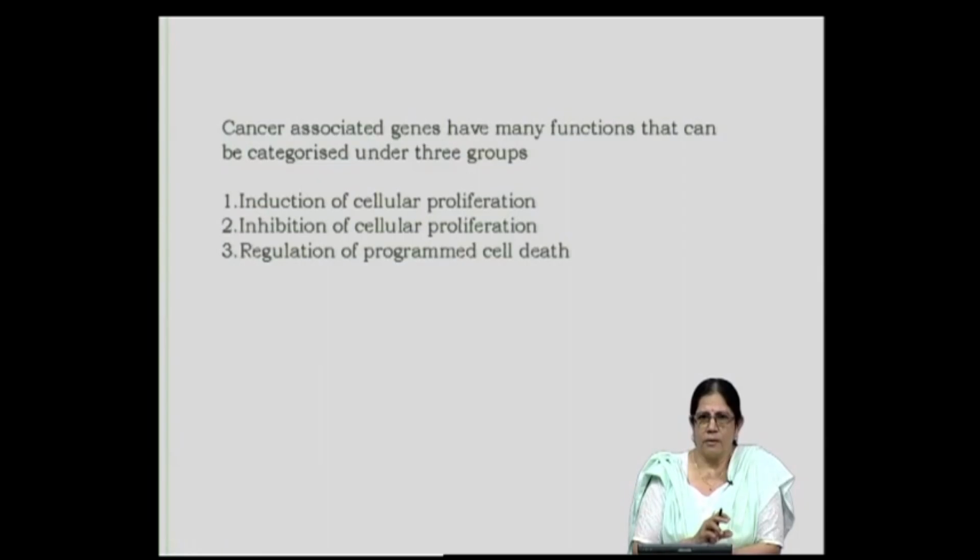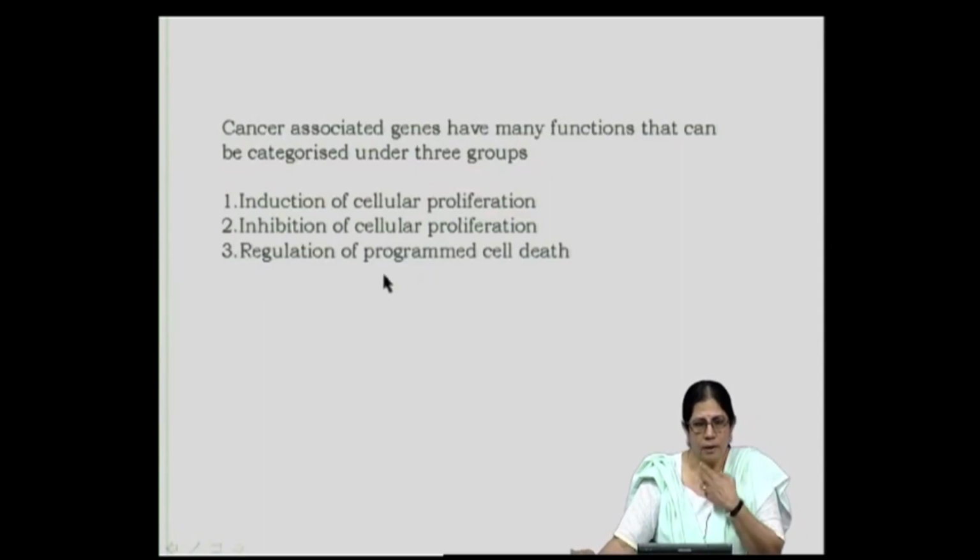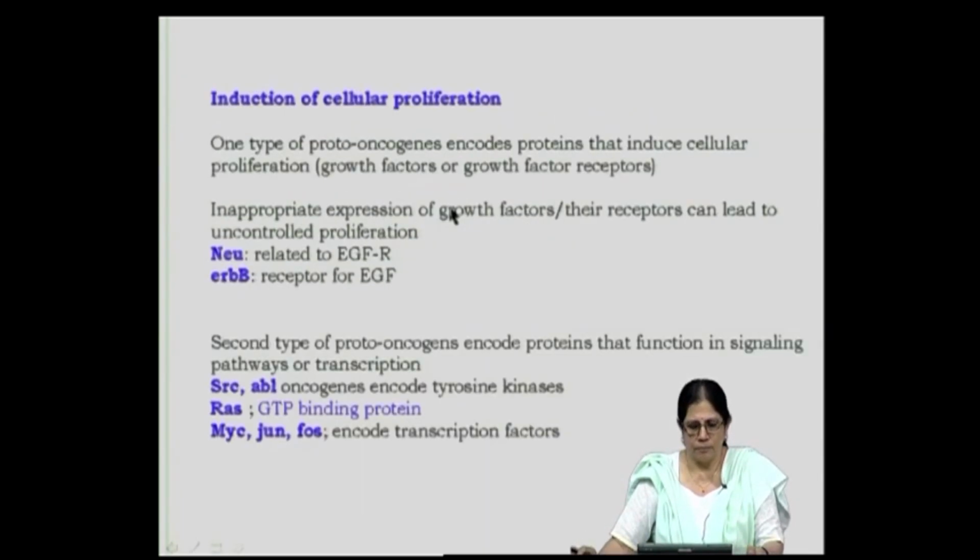Remember that I said homeostasis is an extremely regulated process. You have proliferation taking place as soon as there is cell death, but this cellular proliferation is stopped as soon as adequate numbers are formed. So, therefore, lack of either of these can lead to abnormality, and we will see how. Thirdly, regulation of programmed cell death. These 3 normal functions are associated with cancer associated genes.